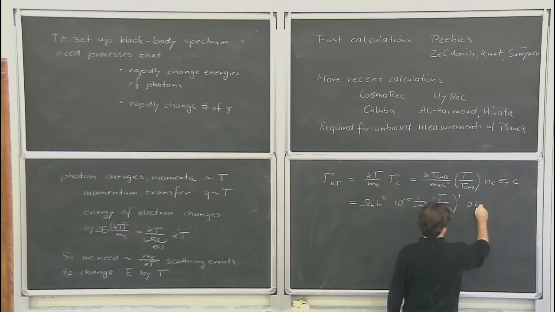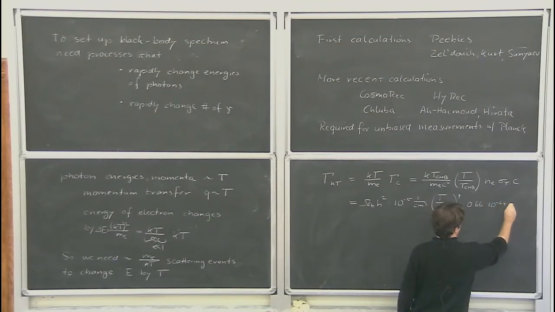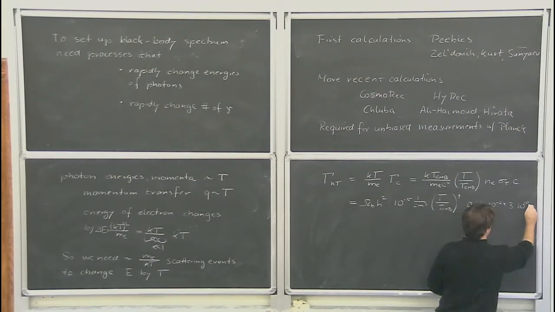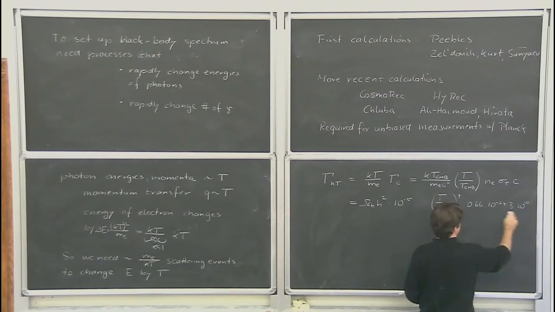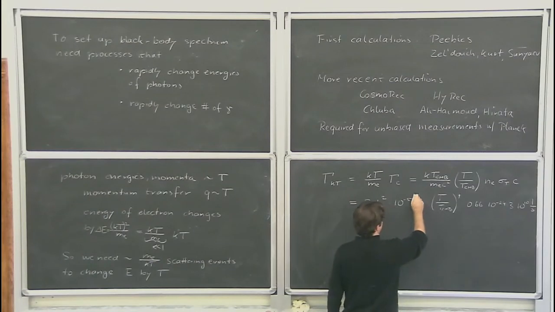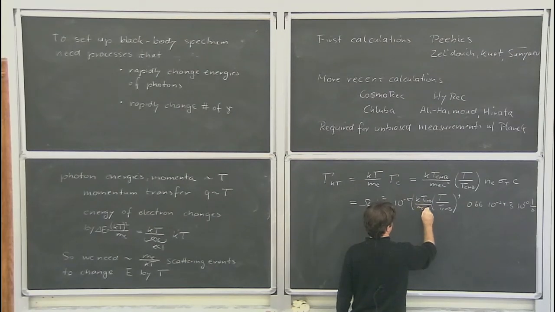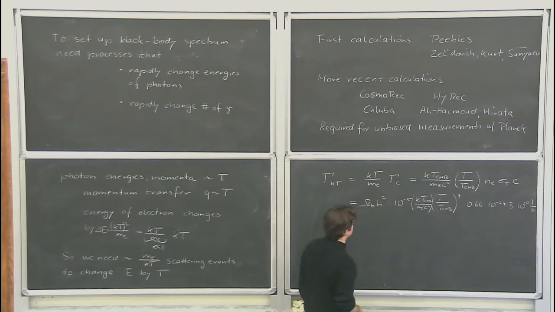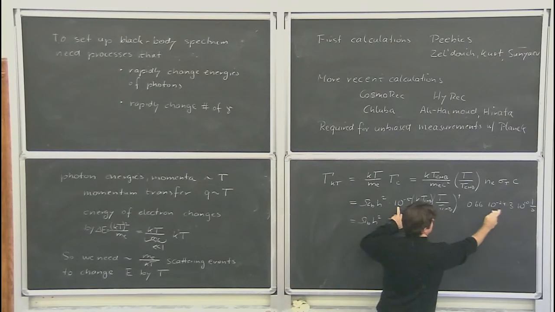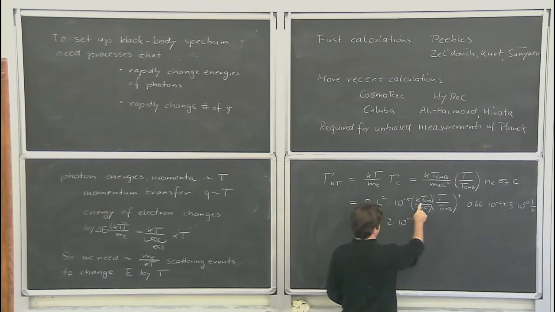Then we have 0.66 times 10 to the minus 24 times 3 times 10 to the 10. This is centimeters squared, centimeters cubed per second. So this is just hertz. And then here, let me just squeeze that thing in here. So this is kT CMB over me c squared. So this again was the 2 times 10 to the minus 19. So we have omega b h squared times 2 times 10 to the minus 19 from these things. And then we have this factor.